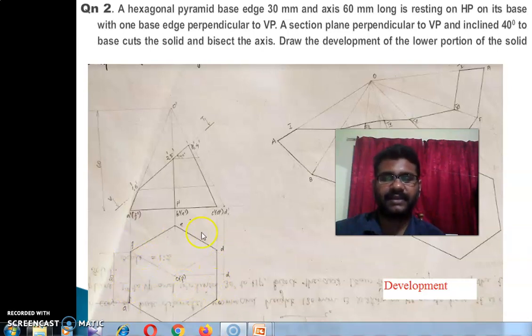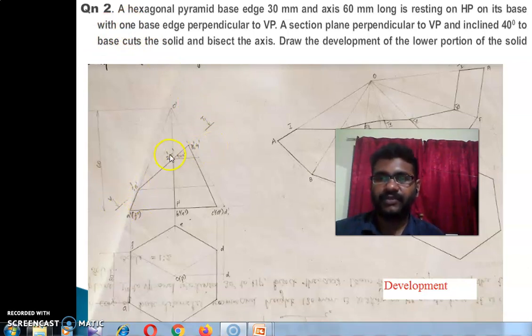Here it's a hexagonal pyramid, so both the edges which come on the left side as well as the right side will be perpendicular to the XY line. You complete the top view and draw the corresponding front view, and after that draw the section plane which is perpendicular to VP and inclined 40 degrees to the base. Forty degrees to base means 40 degrees to the XY line in the front view, because the base is resting on HP. So 40 degrees to HP or to the base means the front view makes 40 degrees with the XY line.